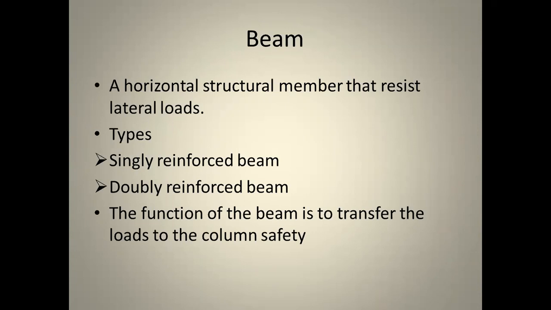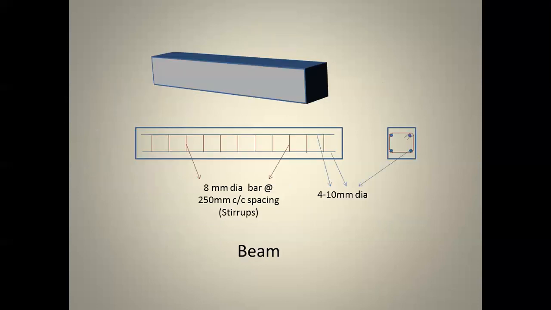And types, we have two types. One is known as singly reinforced beam, another one is doubly reinforced beam. And the main function of the beam is to transfer the loads to the column safely. So this is a beam. It is three-dimensional. We have a length, we have a width, and we have a depth.